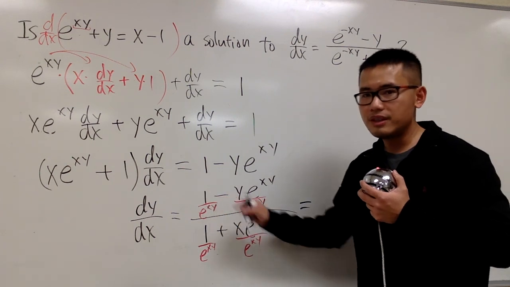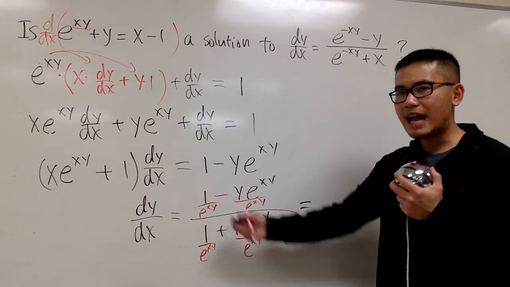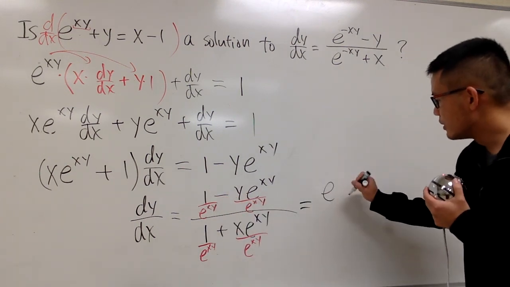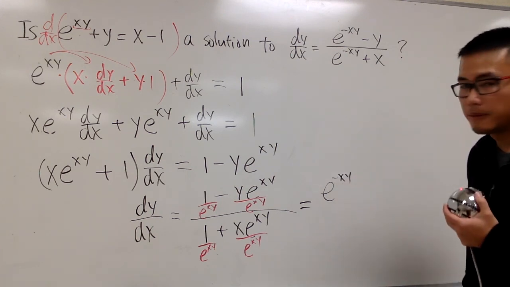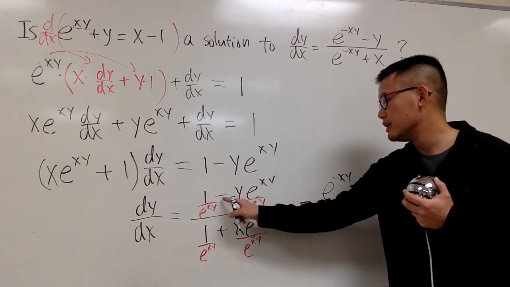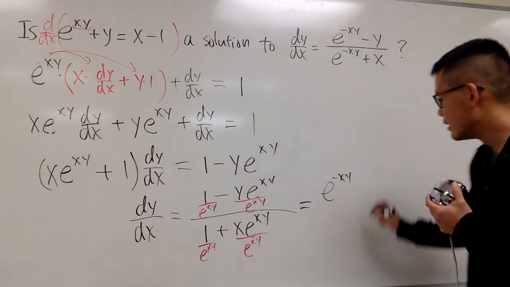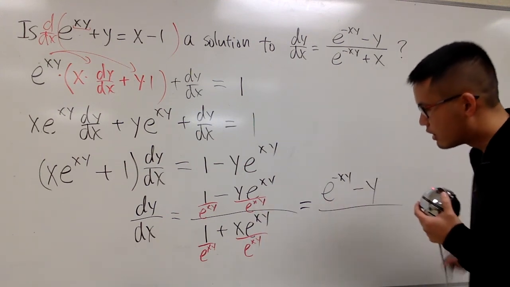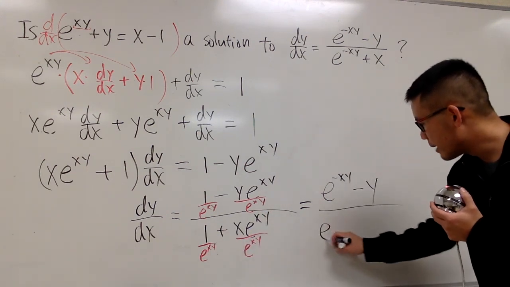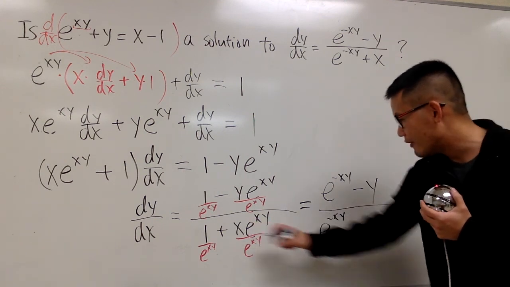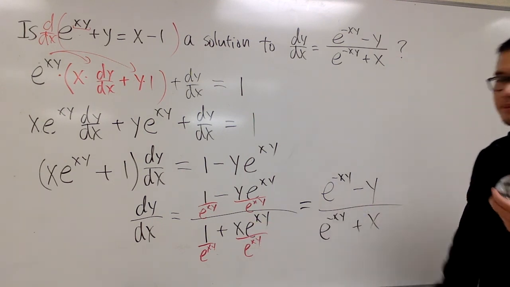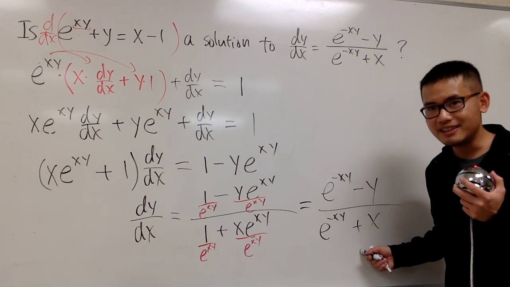This is equal to 1 over this. I can use negative power for that. It is e to the negative xy power. And then for the second term on the top, it's just minus y because they cancel out. So we have minus y over, this once again is the negative power, and we have plus x. This is it. We are done.